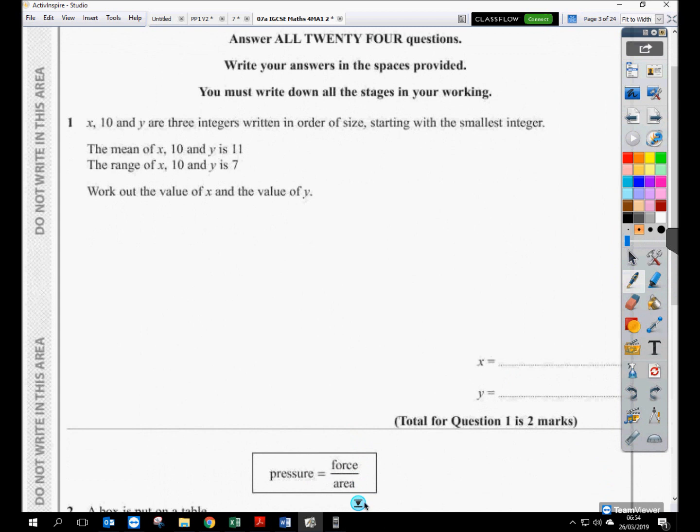So, question 1. We have three numbers written in order of size, x, 10, and y. The mean of these three numbers is 11. And think about the definition of mean. The definition of mean is when you add up the numbers and divide by how many numbers you have. So if you add the numbers up and divide by how many numbers there are, which is 3, you end up with the mean, which is 11.